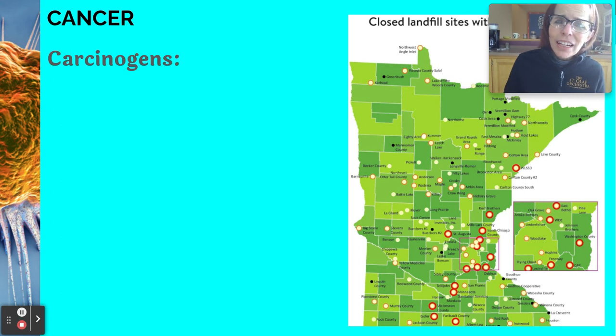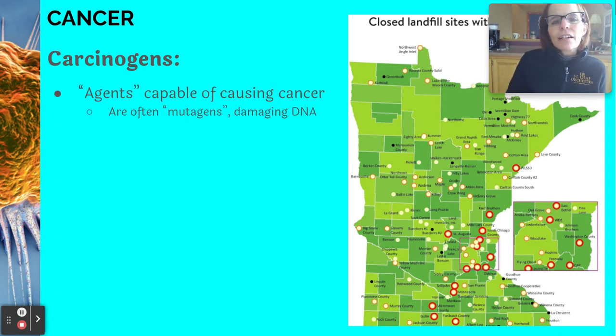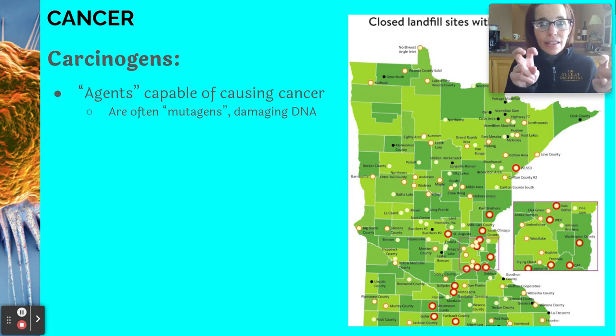Okay, the other thing that I want to talk about are carcinogens. Carcinogens are things that cause cancer, and we say they're agents that cause cancer because they're not necessarily chemicals. Usually we think of them as chemicals. But for example, ultraviolet radiation isn't a chemical, so we say that it's an agent capable of causing cancer.